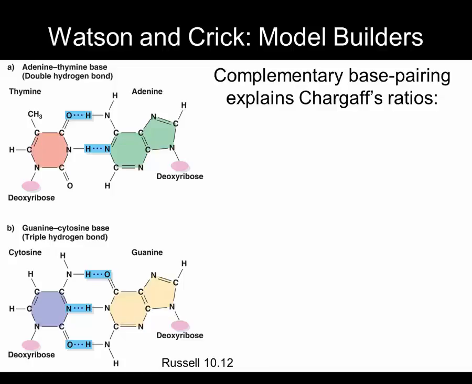In arranging these pairs, Watson and Crick saw that 2 hydrogen bonds should form between A's and T's, and 3 hydrogen bonds should form between G's and C's. These interactions allow the double helix to stay together without any covalent bonds between the two strands.